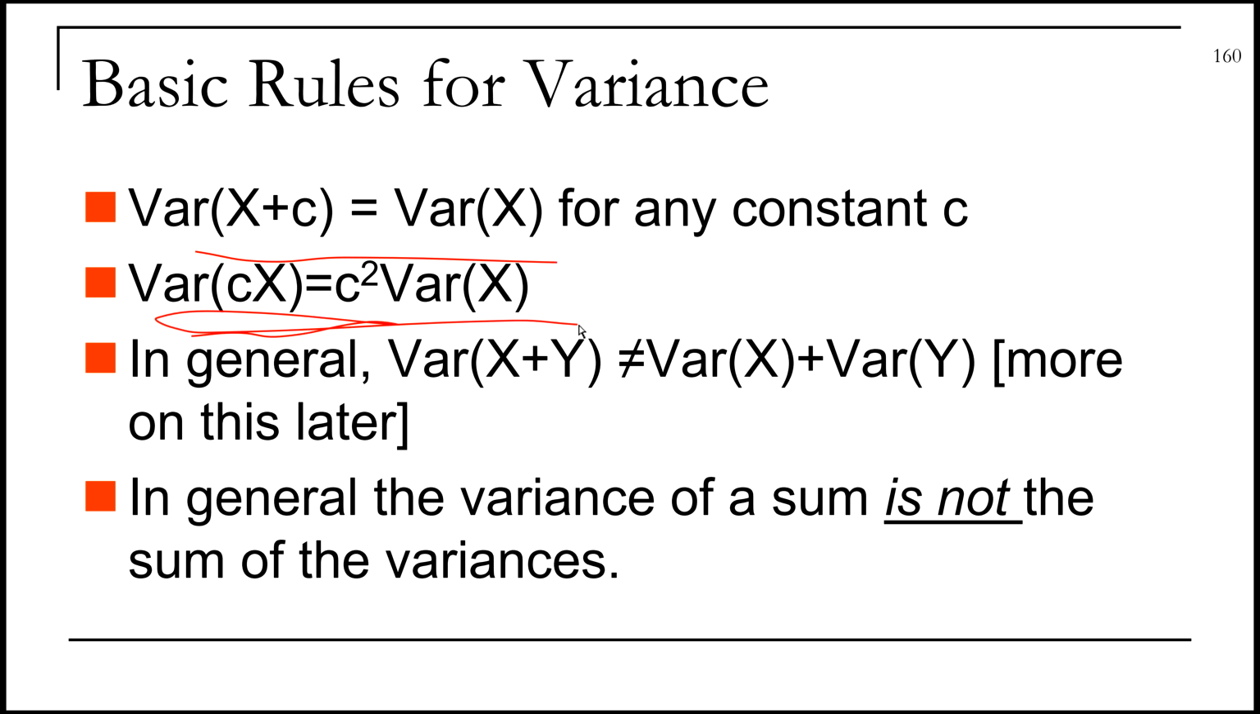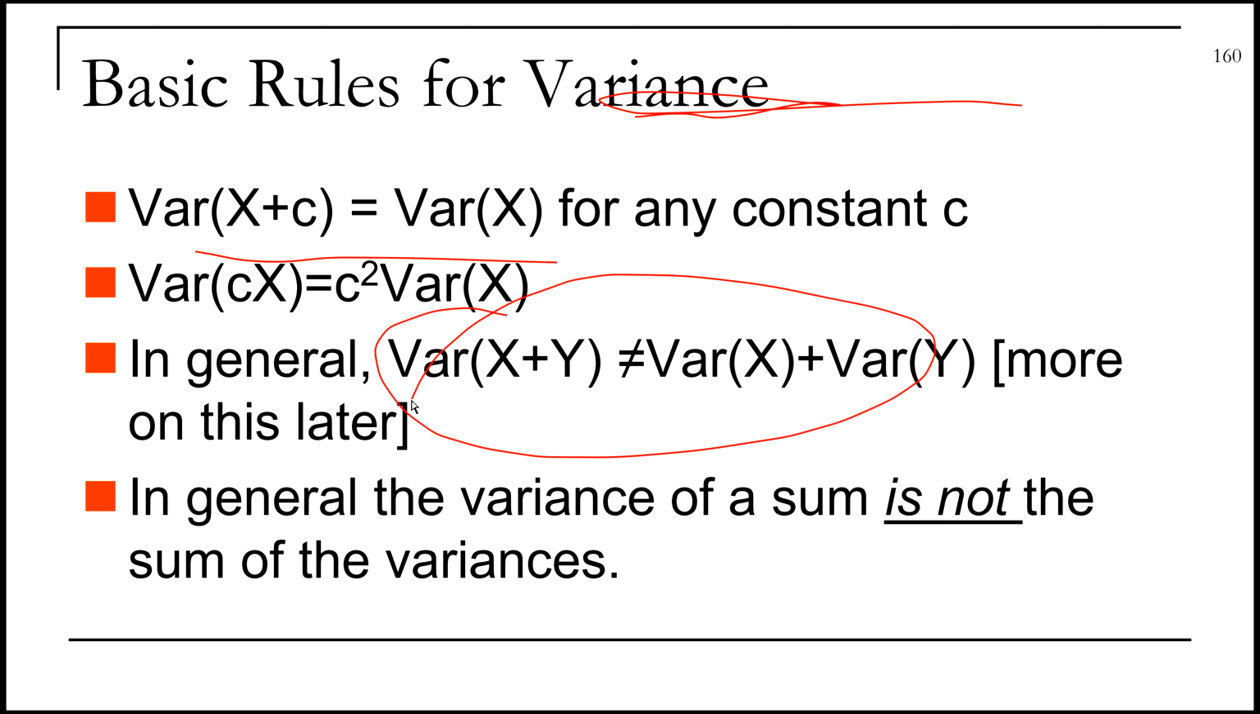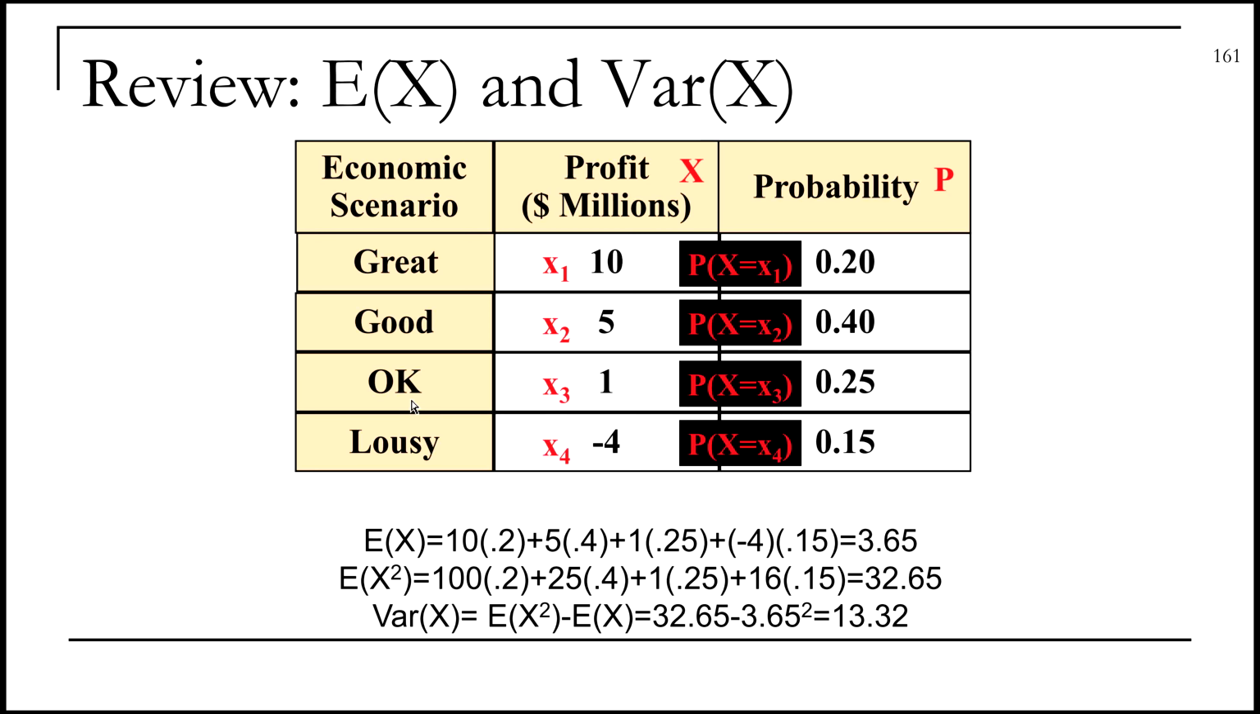Multiplication does. So the variance of a constant times a random variable is the constant squared times the variance of the random variable. And then more importantly, this is a big deal. Unlike means, the variance of a sum in general is not the sum of the variances. For means, this is true. For variances, this is not true in general. And you want to keep that in mind. And we'll talk more about that as we get deeper into the course.